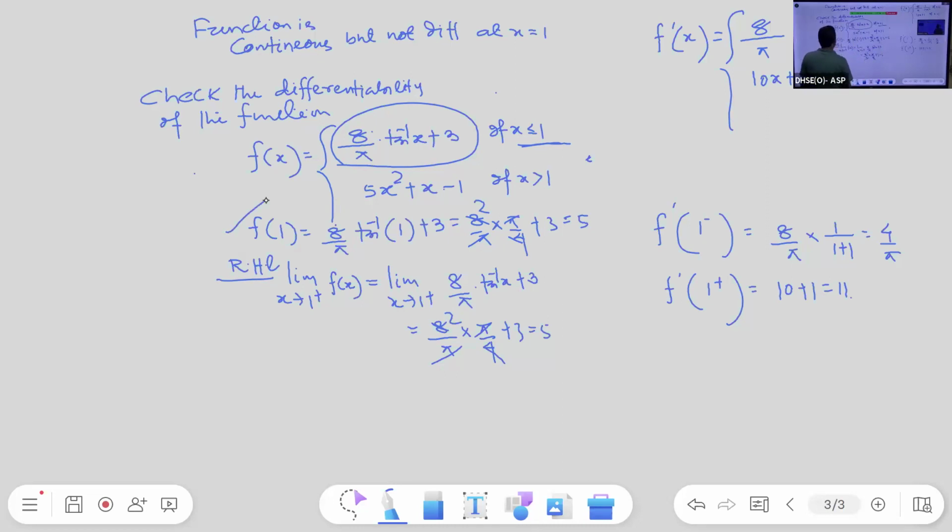Then we have to find out right hand limit. Limit x tending towards 1 plus f of x. When x is approaching to 1 from the right hand side, tan inverse x approaches to pi by 4. And 8 by pi tan inverse x approaches to 8 by pi into pi by 4. And this one is a constant quantity plus 3. 2 plus 3 is 5. Functional value is 5. Right hand limit is 5. Then we have to find the left hand limit.